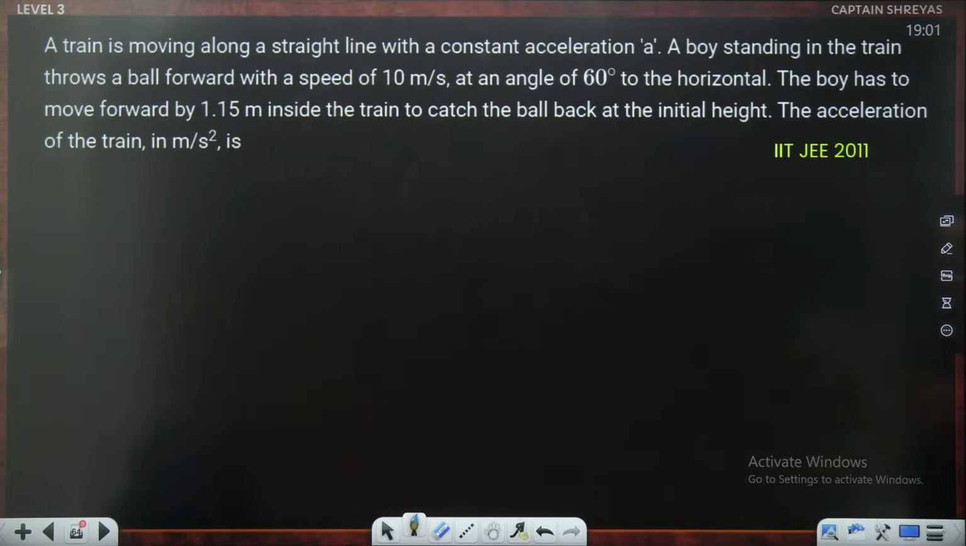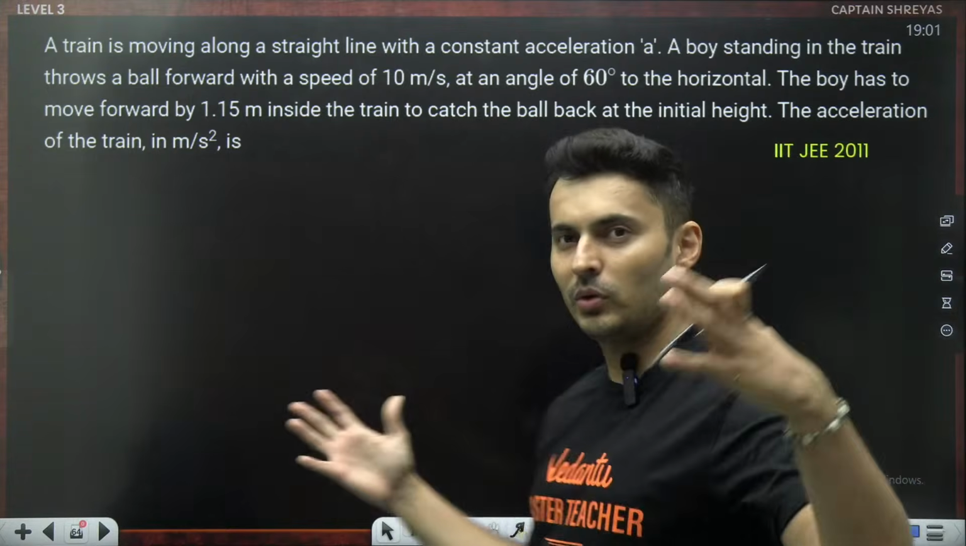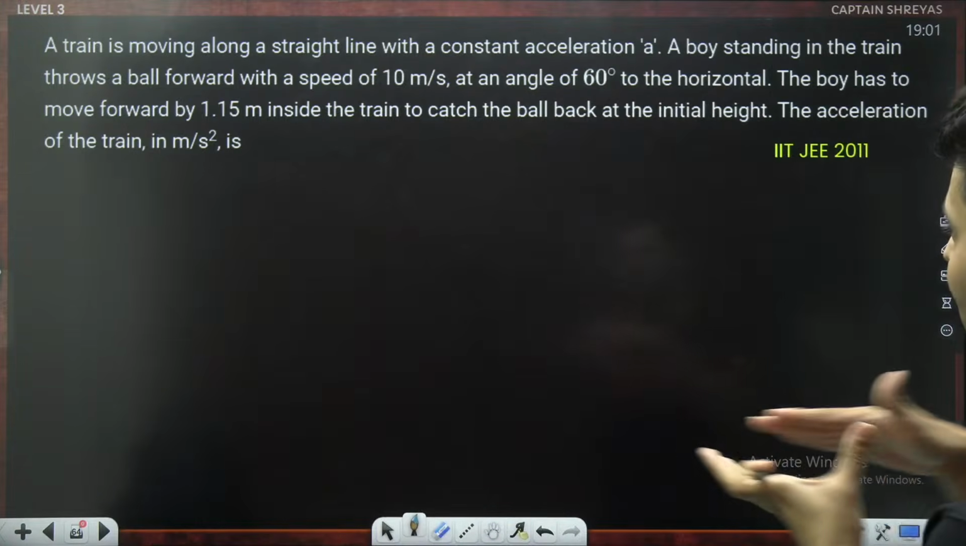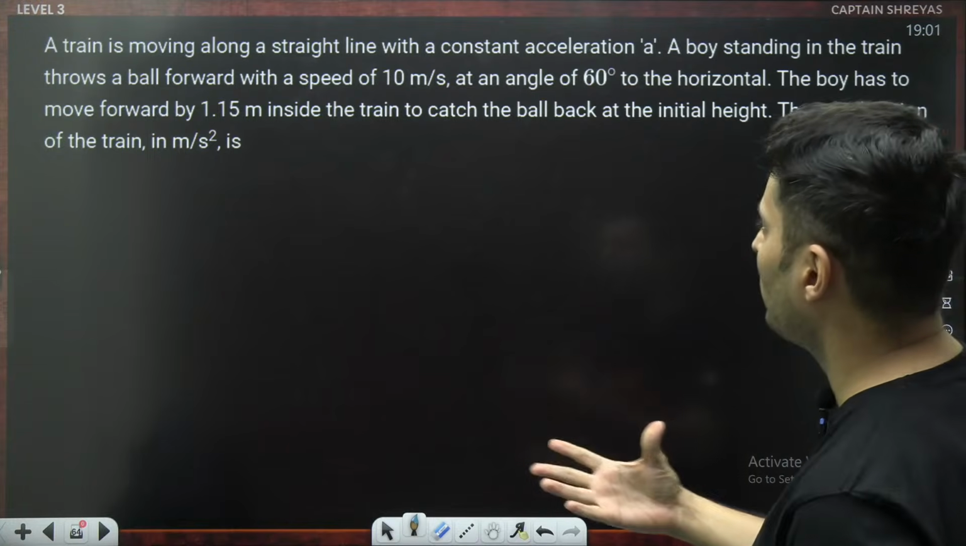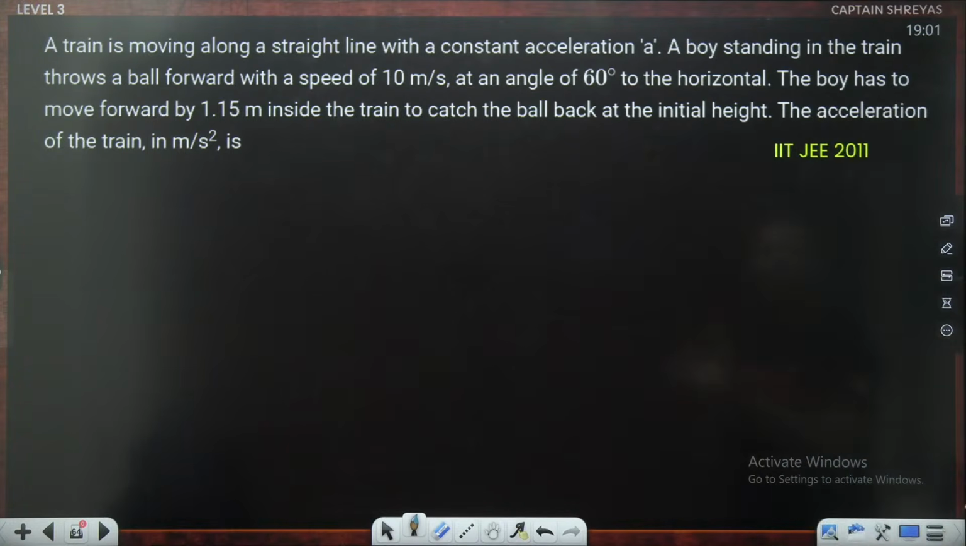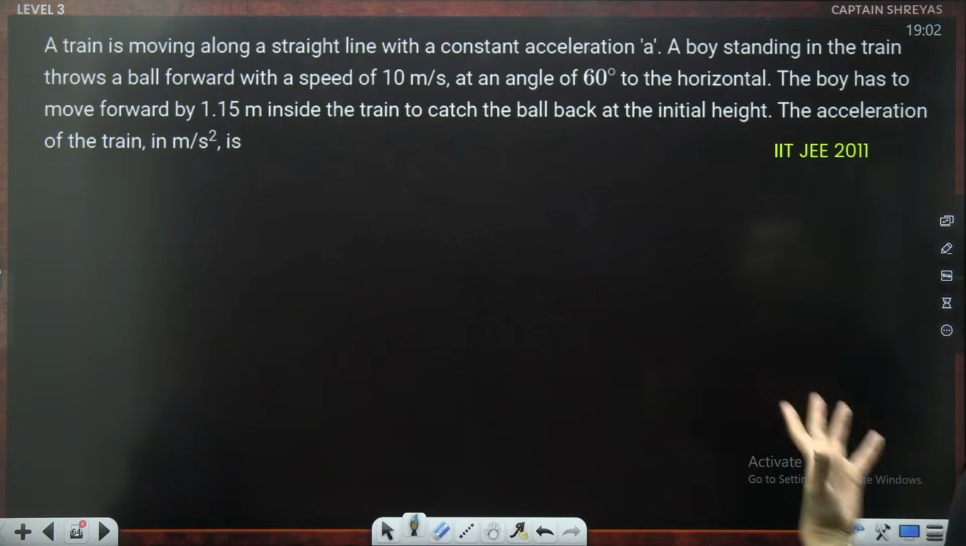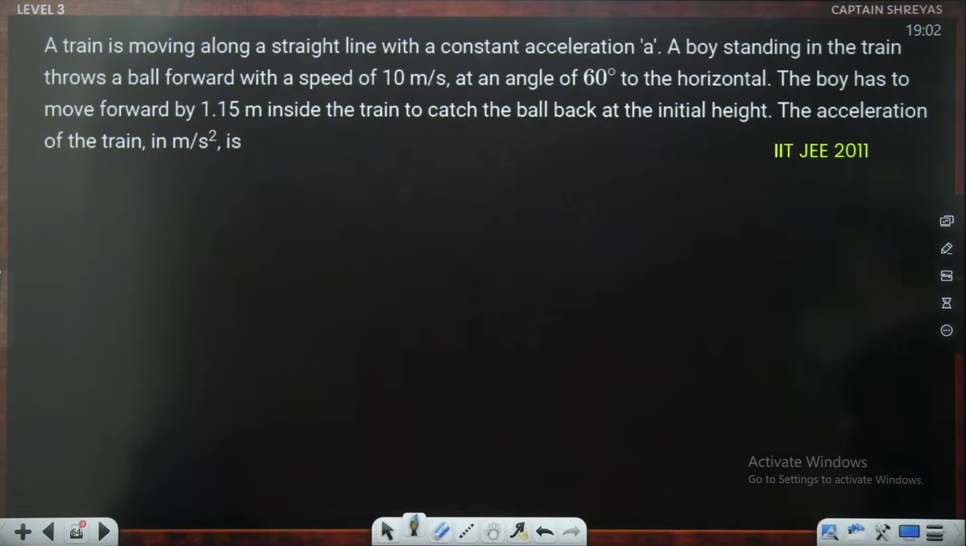Next question. This was asked in 2011. This is level 3 question. Let's see if you guys can figure it out. Read the question on your own. Take a moment to draw the diagram. A train is moving in a straight line with some acceleration. A boy is standing in the train, throws the ball forward with some speed at an angle of 60 degree to the horizontal. The boy has to move forward inside the train to catch the ball back to the initial height. The acceleration of the train in meters per second square is how much? Read the question again. You will understand what is asked.